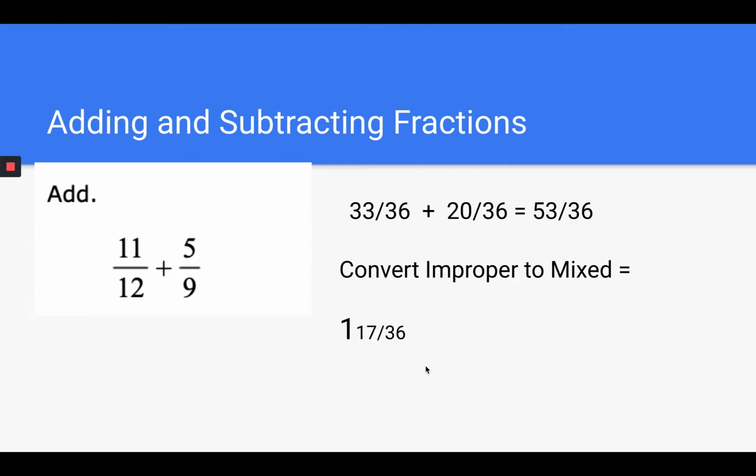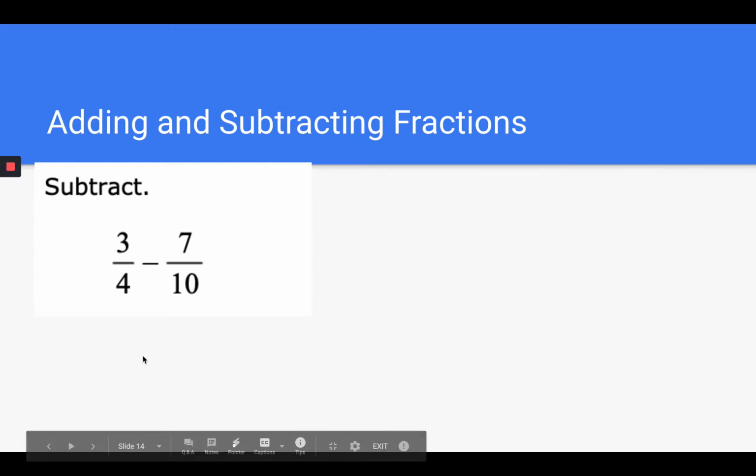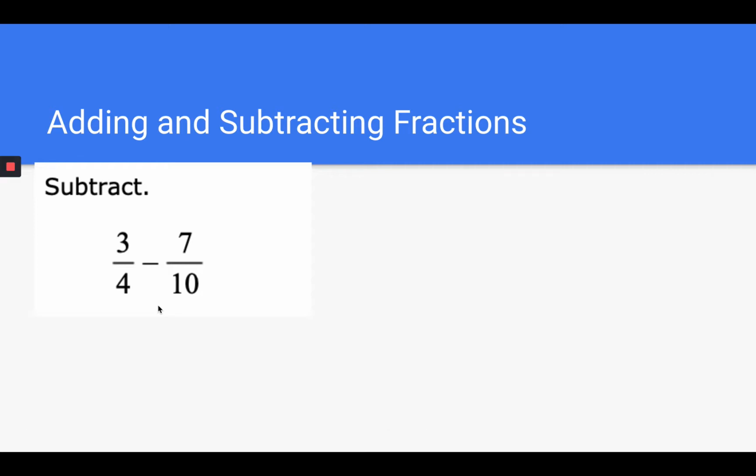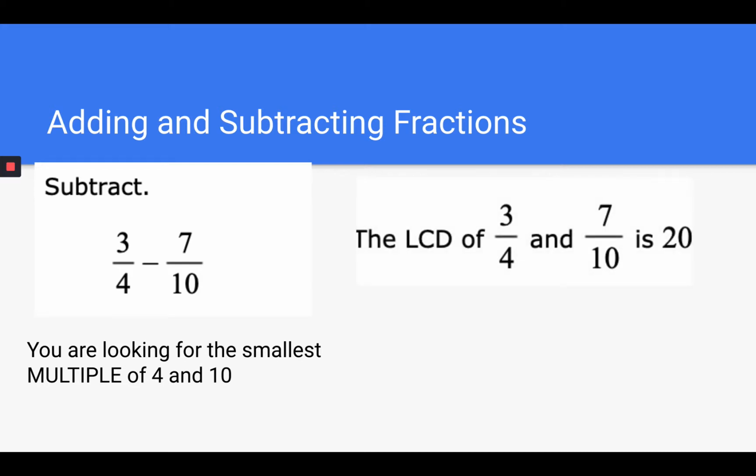We're going to try another one, a little simpler this time. 3/4 minus 7/10. Again, I cannot subtract a fraction until the bottom numbers are the same, so I have to think, what number do both 4 and 10 go into? So I'm looking for the smallest multiple of 4 and 10. If I count by 4s and I count by 10s, hopefully you understand that it's 20. 4 goes into 20, 10 goes into 20.